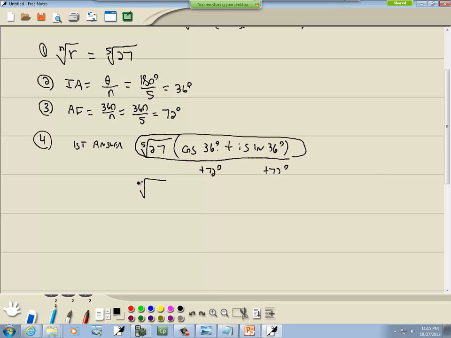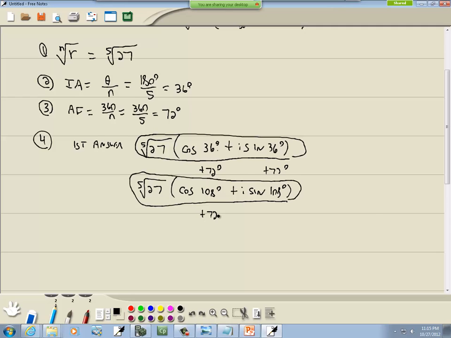So this will be the fifth root, 27, times cosine. That's 108. Probably shouldn't try to do that in my head this late at night, but maybe I feel brave. Yeah. So that's our second answer. And again, we'll keep adding 72 degrees over and over. So this will be the fifth root of 27, cosine of 180 degrees, plus I sine of 180 degrees.